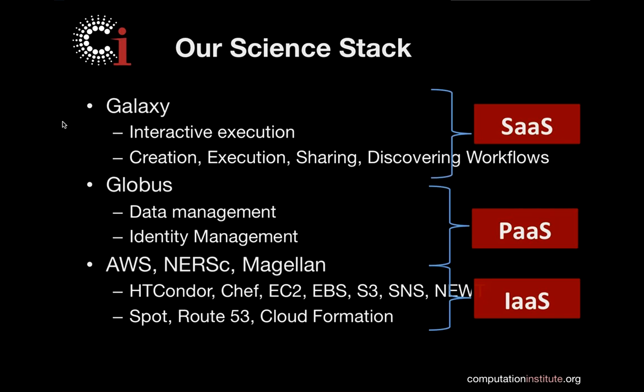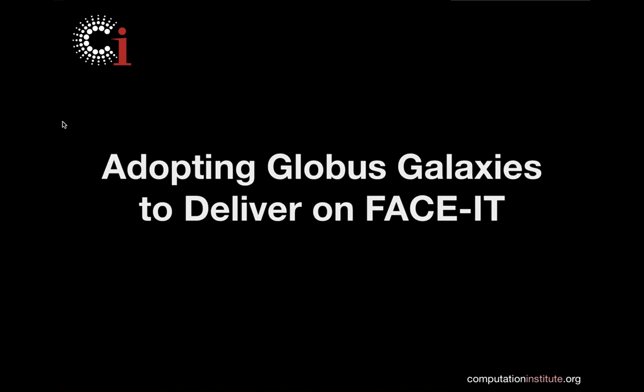We use Chef, which is a configuration management tool, to create recipes that we can reuse to launch infrastructures. On Amazon, we use EC2, EBS, S3, and Simple Notification Service to keep this infrastructure going. On NERSC, we use a capability called Newt that Shreyas and others have developed at NERSC to launch jobs and to manage the execution.